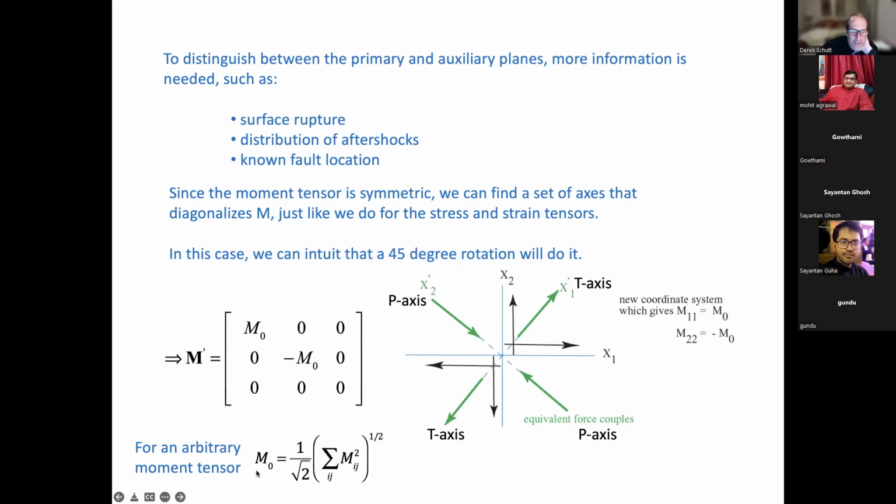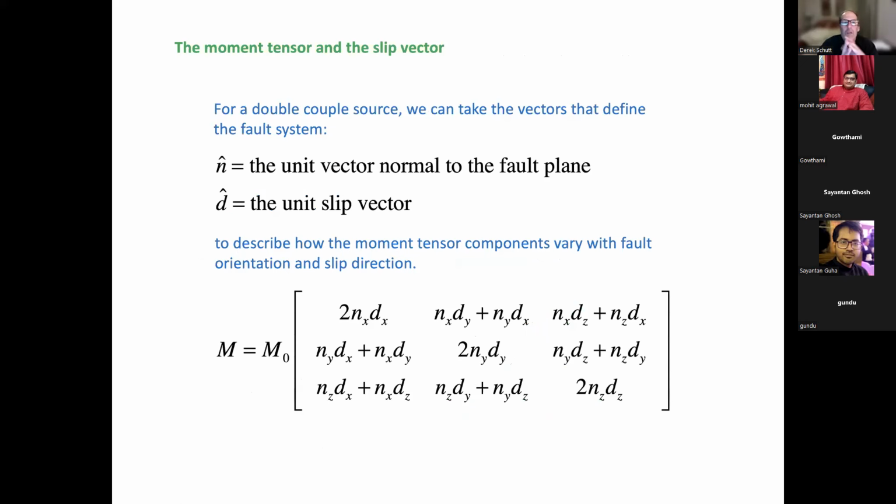And for an arbitrary moment tensor, M naught is going to be 1 over square root of 2 times the square root of the sum of all the squared components of our moment tensor matrix. We can also define our moment tensor in terms of the vectors that define the fault system. So if d hat is the unit slip vector, the direction that the fault slipped, and n hat is the unit vector normal to the fault plane, we can calculate M naught from these parameters.